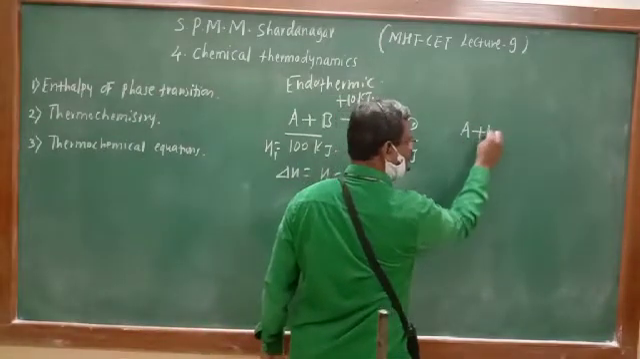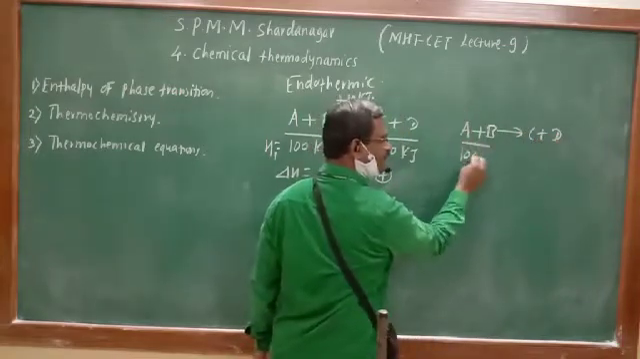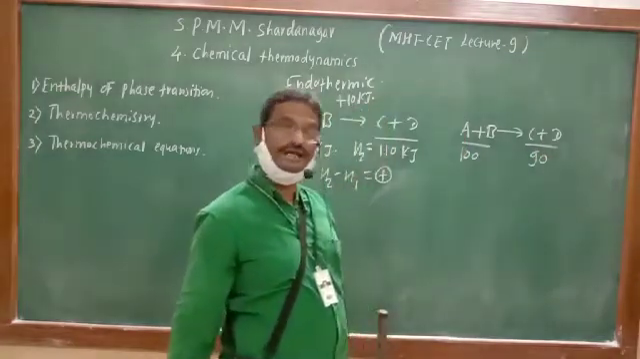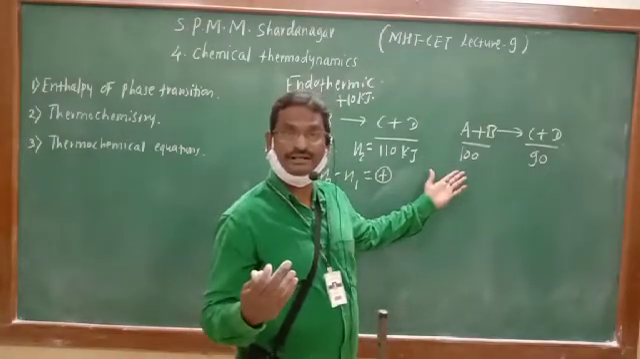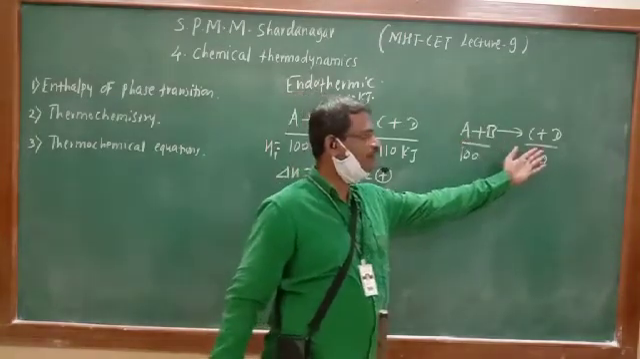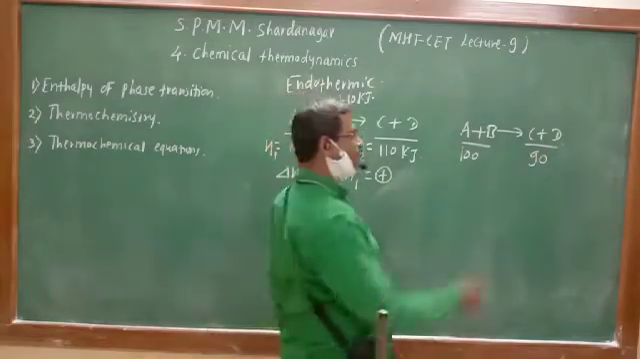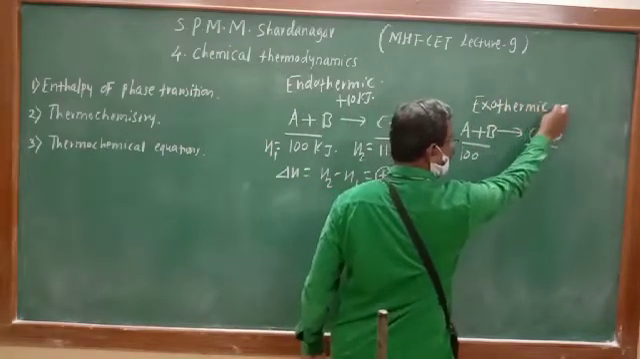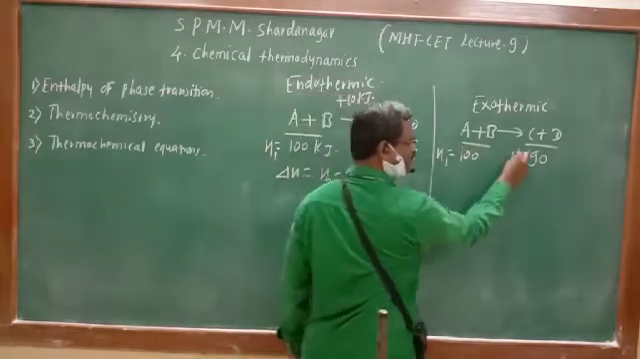Let us take one more reaction, A plus B giving C plus D. Here the reactants have energy 100 kilojoule, but the products have energy 90 kilojoule. So where does the 10 kilojoule energy go? That is lost. Whenever reactants are converted to products with evolution or loss of heat, those reactions are known as exothermic chemical reactions, for which this is H1, this is H2.